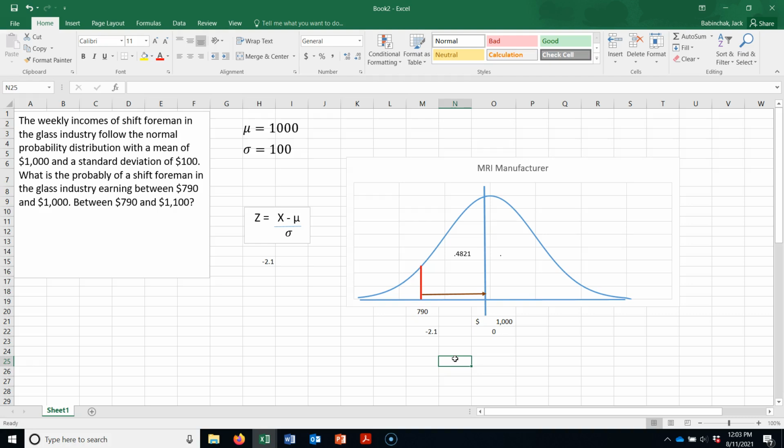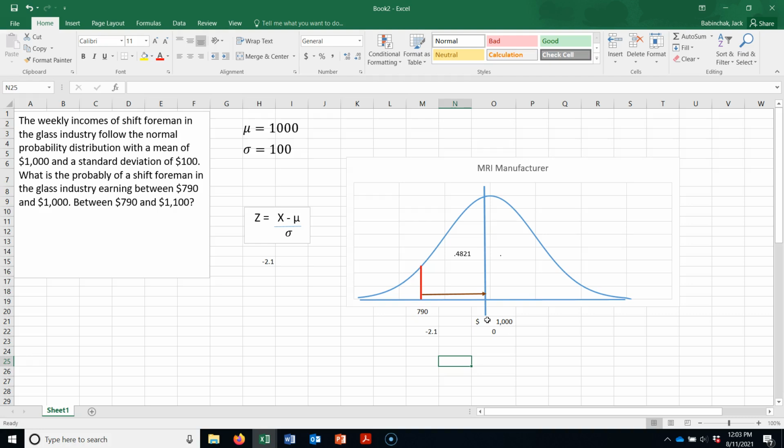Okay, so the probability of a shift foreman earning between $790 and $1,000 is just under 50% of the time. So just about half of the time, your shift foremen are going to earn between this amount. And that makes sense because 1,000 is the average, right? The average shift foreman makes that. It's by no means the top of the line or the most they can make. 1,000 is the average that they make, and about 50% of them make between 790 and 1,000.